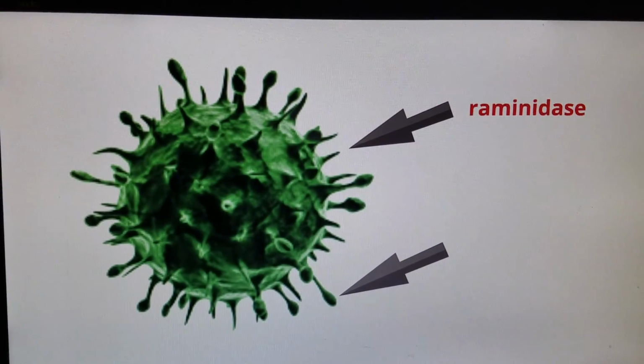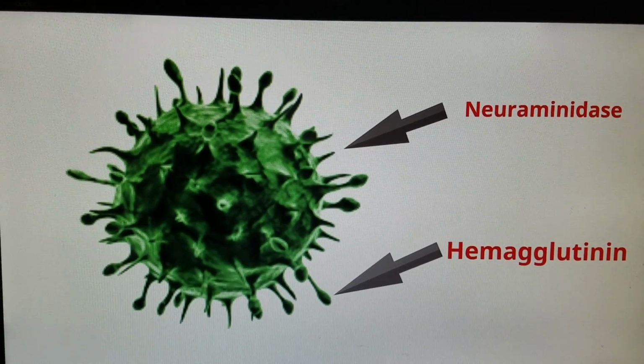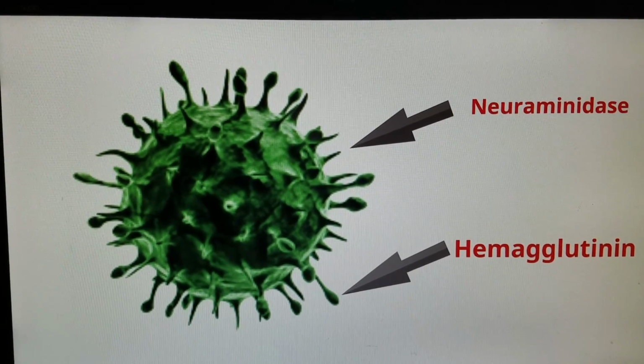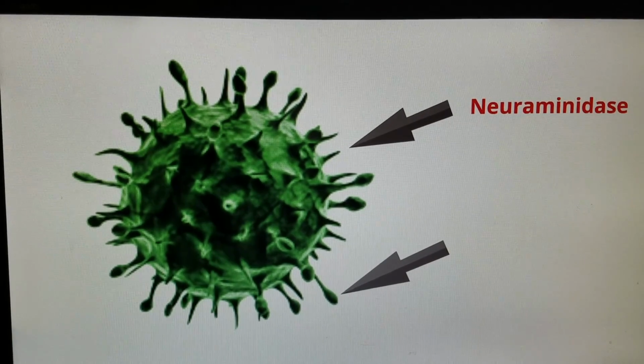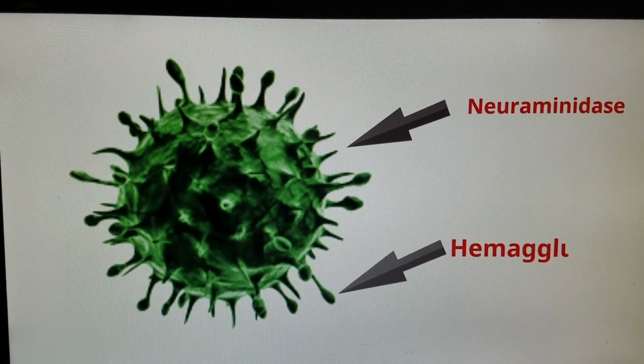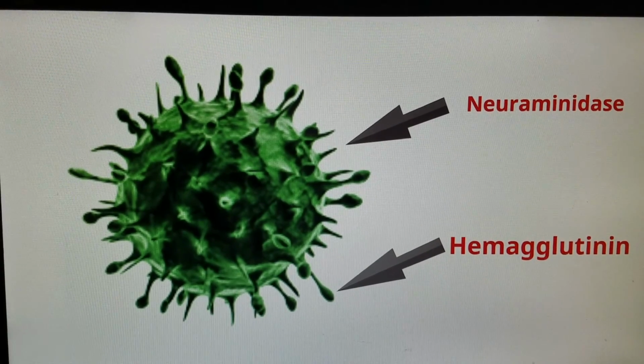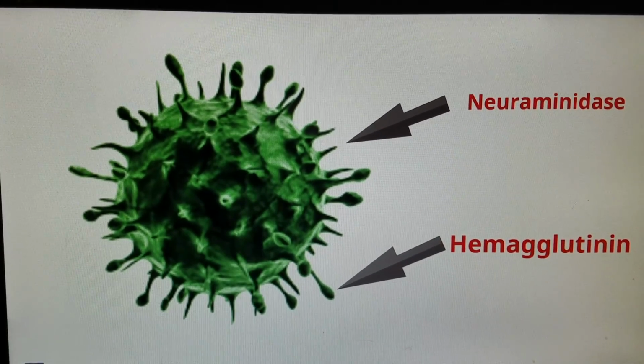The three types of influenza can be distinguished from each other due to the presence of two proteins on the surface of the virus. To demonstrate the proteins, one has a pointy structure representing neuraminidase, whereas the bulb structure indicates hemagglutinin.